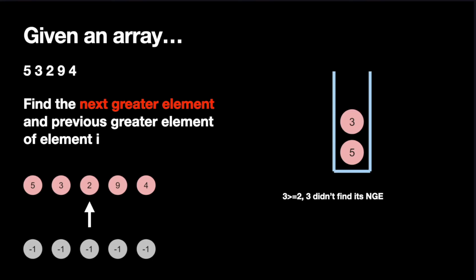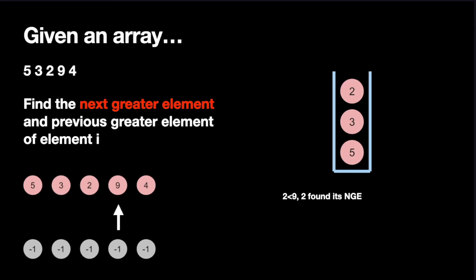For 2, we want to see if the top of the stack, 3, has found its next greater element. But since 3 is greater than or equal to 2, that means 3 did not find its next greater element. But 2 is trying to find its next greater element. So we push 2 onto the stack. Then we move on to 9.